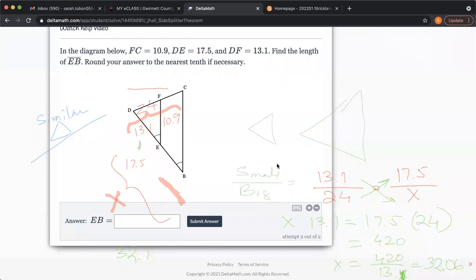Yeah, you got to subtract 17.5 from that, which turns out to be 14.56. 14.6. So 14.6 would be this side, 14.6. Try that now.